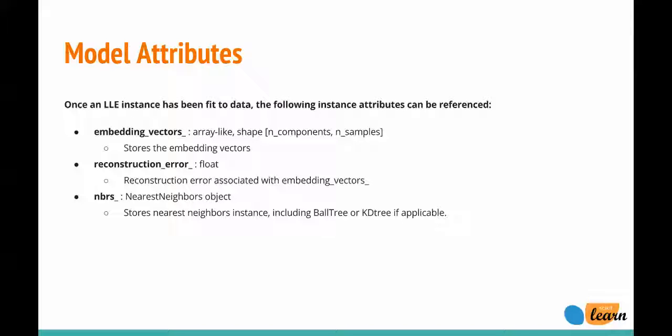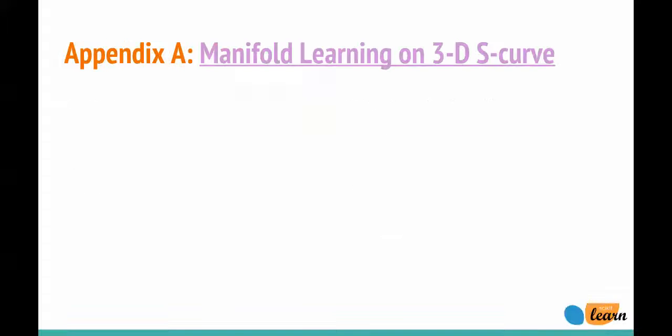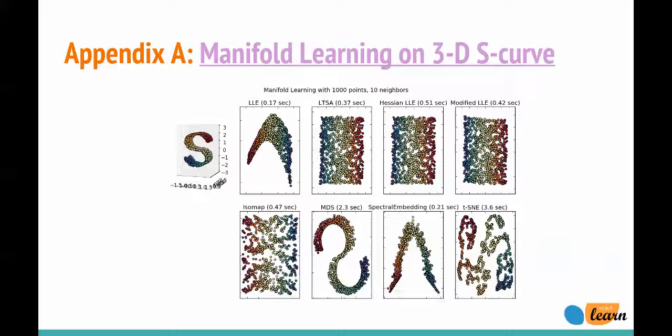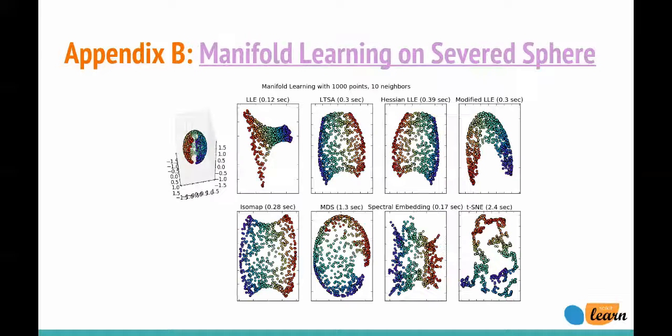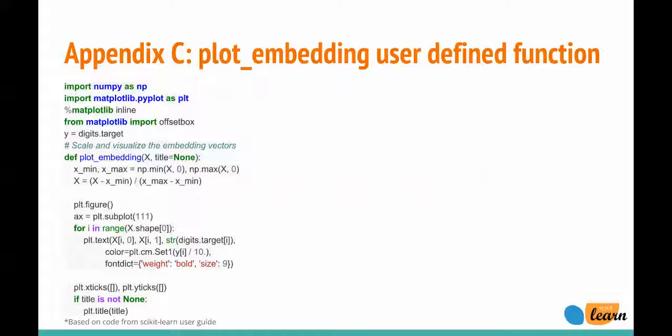That completes the overview of performing locally linear embedding in Python. For reference, the appendix includes examples of 3 to 2-dimensional manifold feature reduction of an S-curve and a severed sphere. Also included as promised is the user-defined plot embedding function used to plot the handwritten digits data. For further information, I recommend visiting the manifold learning documentation on Scikit-learn's website. Thank you.